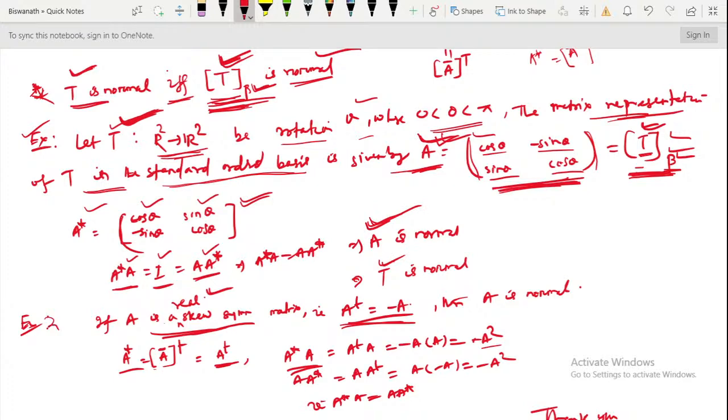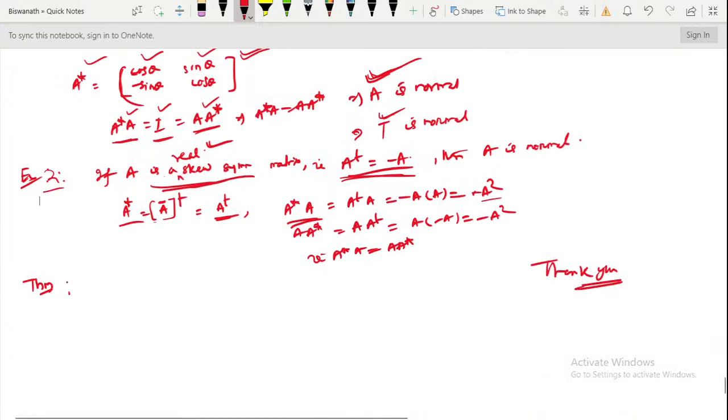Okay. Then another example was here. Given that A is a real skew symmetric matrix, what will be your A transpose? Since it is skew symmetric, A transpose is minus A. Then you have to show that A is normal. Now you find A star. A star means A bar transpose. Since A is a real matrix, A bar is always equal to A. So A star is just A transpose.